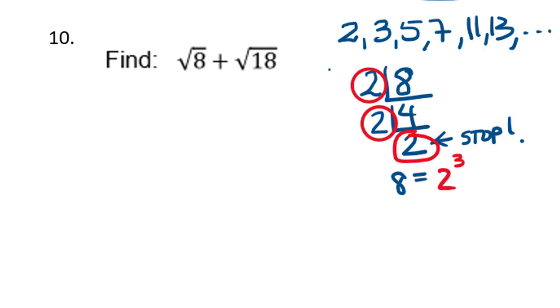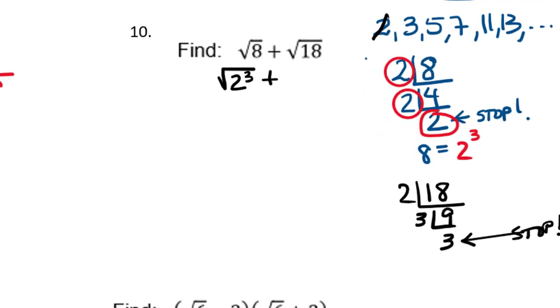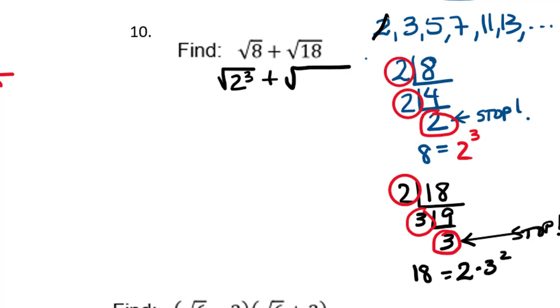So I'm going to think of this not as the square root of 8, but the square root of 2 to the 3rd. Let's do the same thing with 18. So 18 divided by 2 is 9. 2 can't go into 9, so we go to the next prime, which is a 3. 3 goes into 9 3 times, and we stop because we got to another prime. So the prime factorization of 18 is going to be 1 copy of 2, notice that we just found this copy of 2, but we also have 2 factors of 3. So it's going to be 2 times 3 squared. So I'm going to write this square root of 18 as square root of 2 times 3 squared.